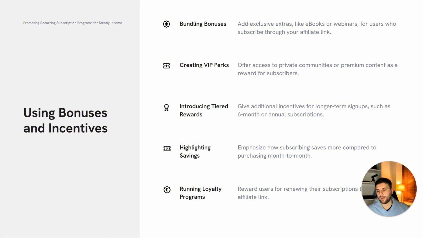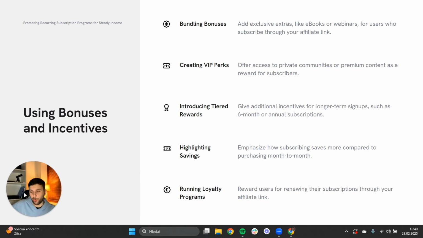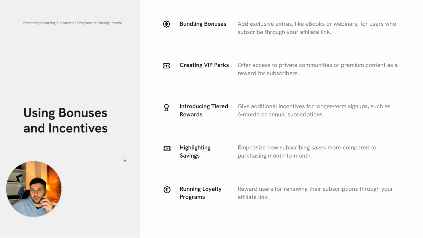Now, with these subscription programs, how can you use bonuses and incentives? First of all, add exclusive extras like ebooks or webinars for users who subscribe through your affiliate link. And you obviously have to create these bonuses. But before you bundle them, you want to make sure that you ask the company owner whether they're okay with this, because you don't want them to feel like you're associating their product with something they don't want. It's that simple. Then you also want to create VIP perks. Offer access to private communities or premium content as a reward for subscribers. Again, you want to ask the company owner if that's okay.